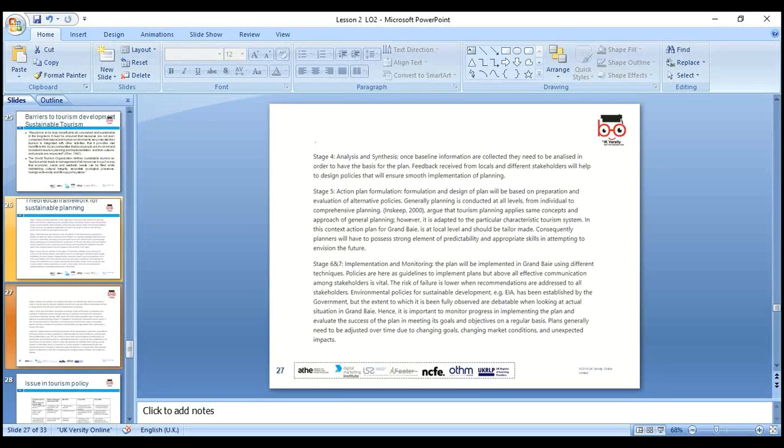Meeting goals and objectives on a regular basis. Plans generally need to be adjusted over time, not forever. Yes, you have a 5-year plan, but you also have a yearly plan, a 6-monthly, a 3-monthly, a monthly, and a weekly plan as well. That will help you achieve your policies and the objectives of what you really want.